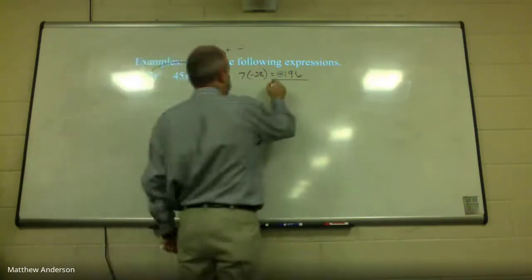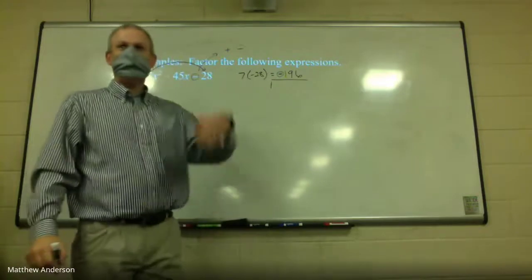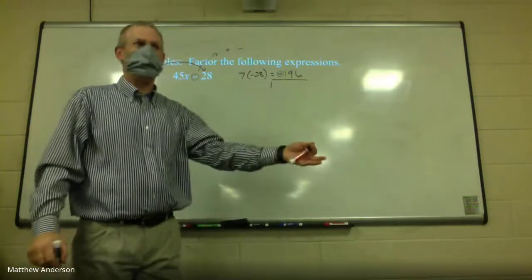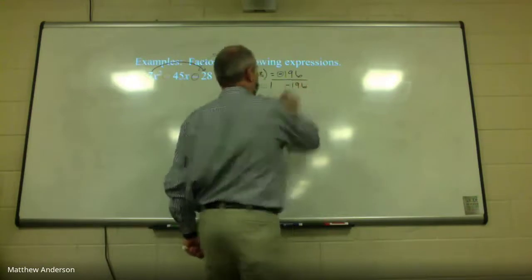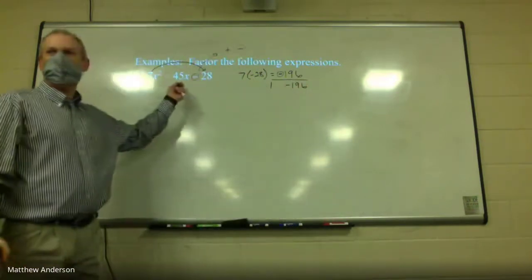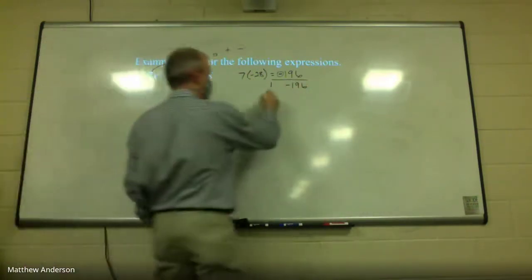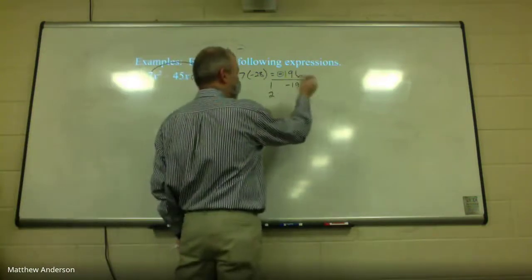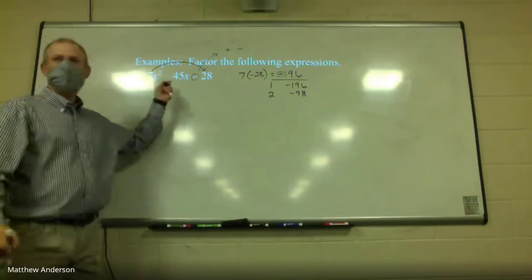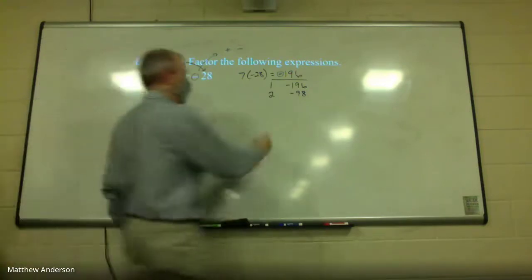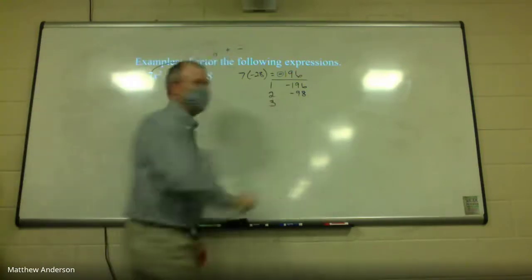I always start with 1. Well, how many times does 1 divide into 196? 196. And we know the bigger one's negative, but does that add up to 45? Nope. So we go to 2. 2 divides into 196. You can use a calculator, but it's going to be negative 98. Does that add up to be negative 45? Nope. Let's try 3.